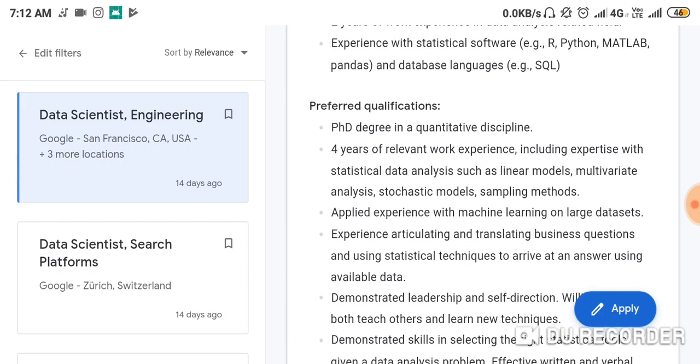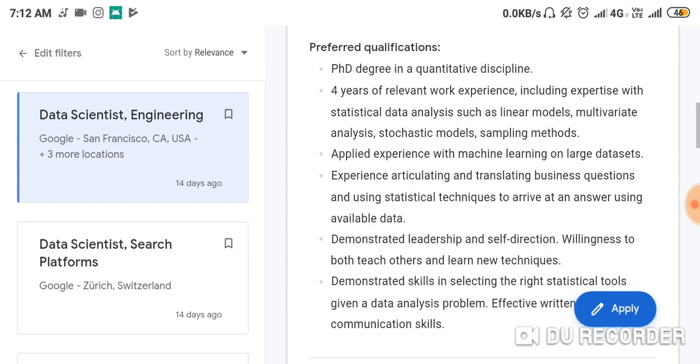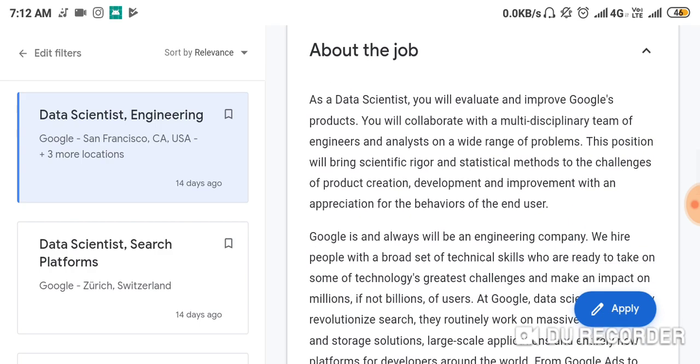But if you have some more qualifications, these are the points for preferred qualifications. A PhD degree in a quantitative discipline. If you have a PhD degree, then it will be more preferable. This will be better for you. Then 4 years of relevant work experience, including expertise with statistical data analysis such as linear models, multivariate analysis, stochastic models, sampling methods, and everything else. So these are some other things about this job.